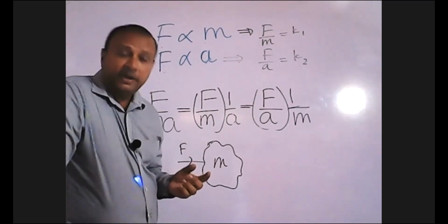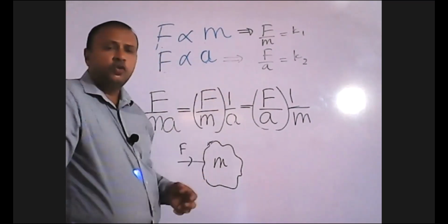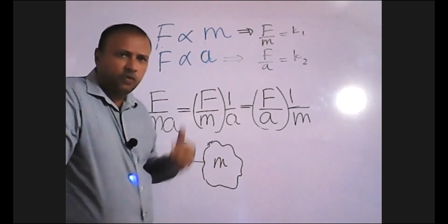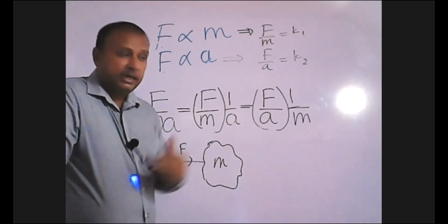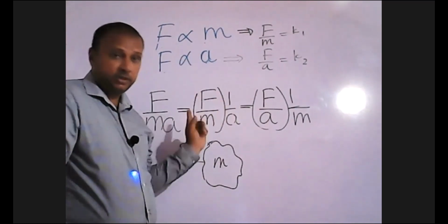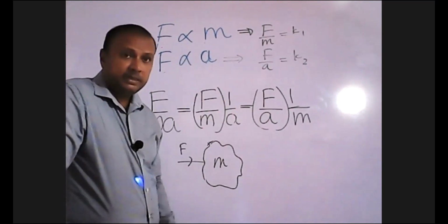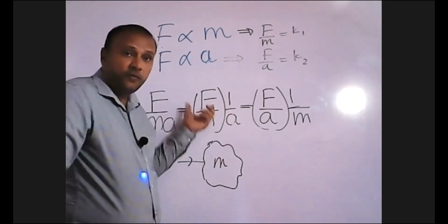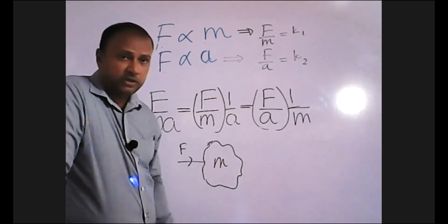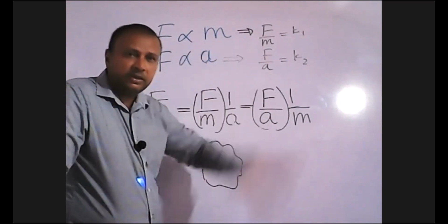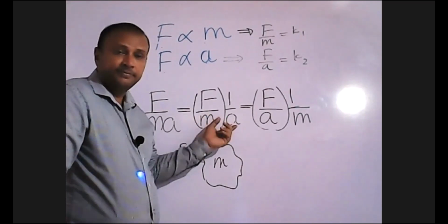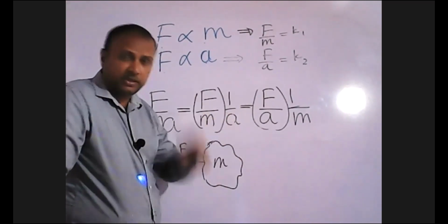That is the way of finding the relationship between two physical quantities. If you want to find the relationship between two physical quantities, the first thing you have to determine is what the physical quantities affecting the considered physical quantity are. That means if you want to find the factors affecting force, the first thing is to determine all the factors affecting force. In this case, mass and acceleration.